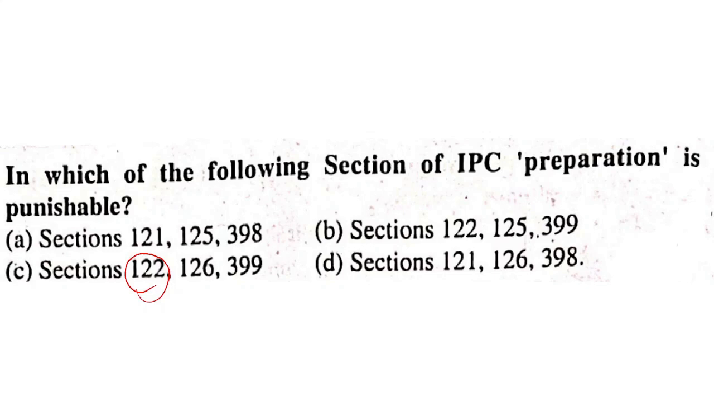Section 122 is whoever collects men, arms or ammunition or otherwise prepares to wage war, it is punishable. And 126 talks about whoever commits depredation or prepares to commit depredation, it is also punishable. And 399 is talking about making preparation to commit dacoity. All these are punishable. Preparation is punishable under section 122, 126 and 399.